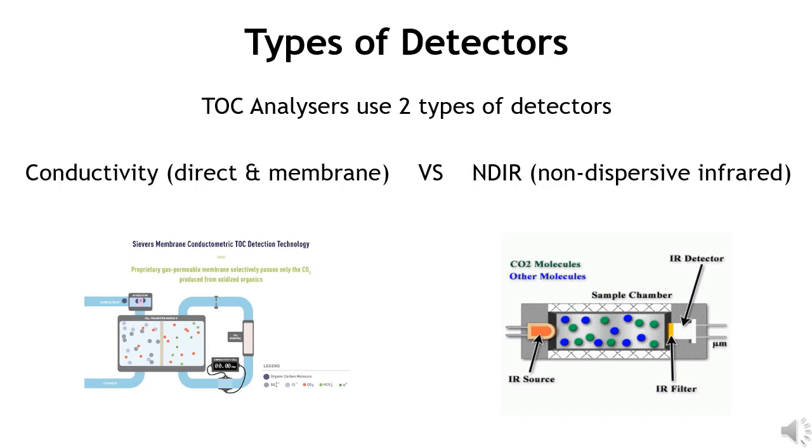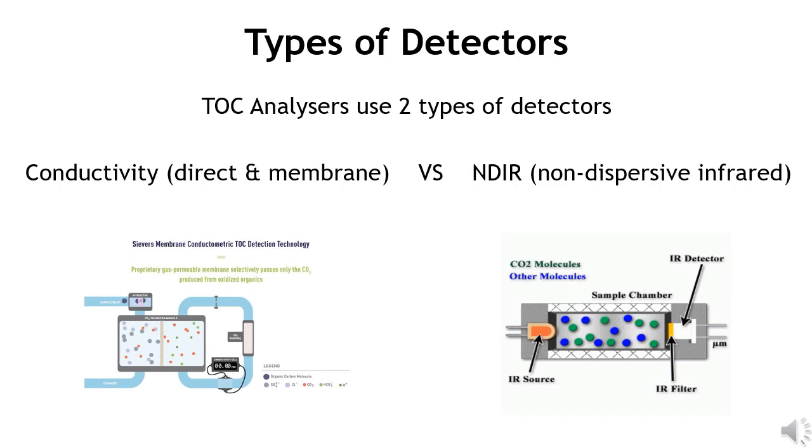NDIR detectors use infrared energy to detect the presence of carbon dioxide. An infrared beam is transmitted through the sample chamber as the sample gas containing carbon dioxide fills the chamber. When the infrared energy passes through the carbon dioxide gas, it creates a unique absorption spectrum, making carbon dioxide distinguishable from other gases, which correlates to the TOC content in the sample.